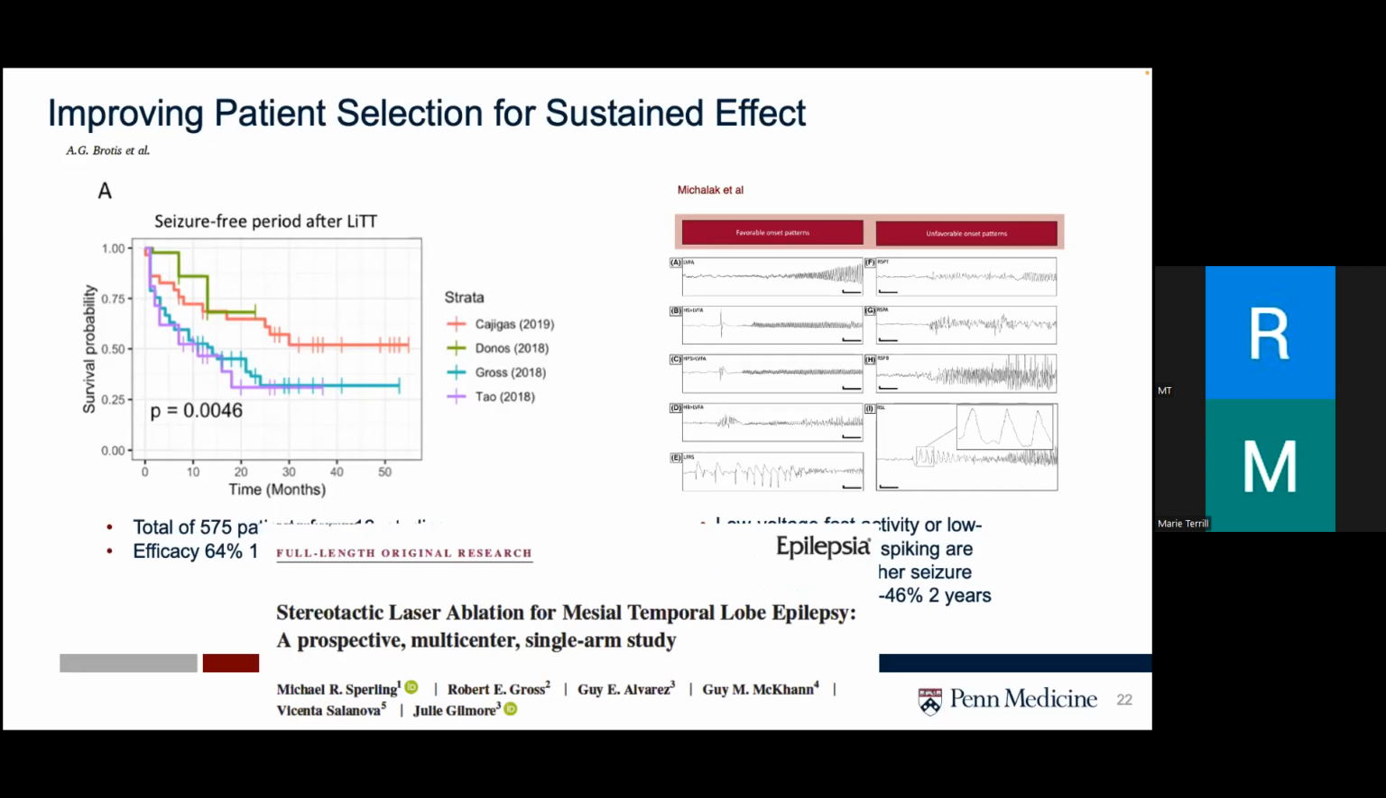So clearly, further research is needed to better understand the long-term effectiveness of LIT. And one such study is ongoing, which is the SLATE trial, a prospective single-arm multi-center study evaluating the safety and efficacy of LIT for temporal lobe epilepsy, and hopefully will provide valuable insights into its outcome and potential applications in different patient populations.